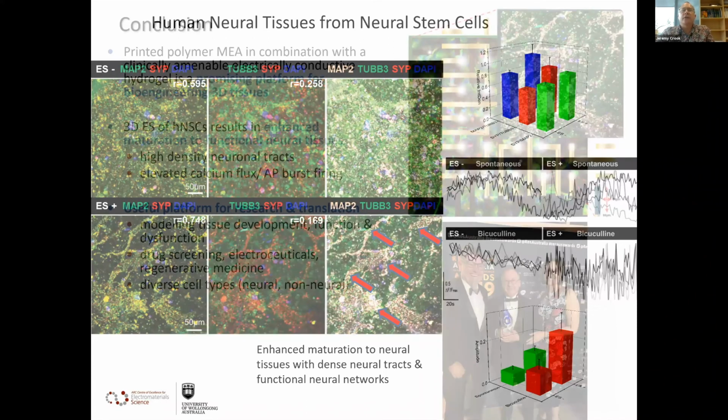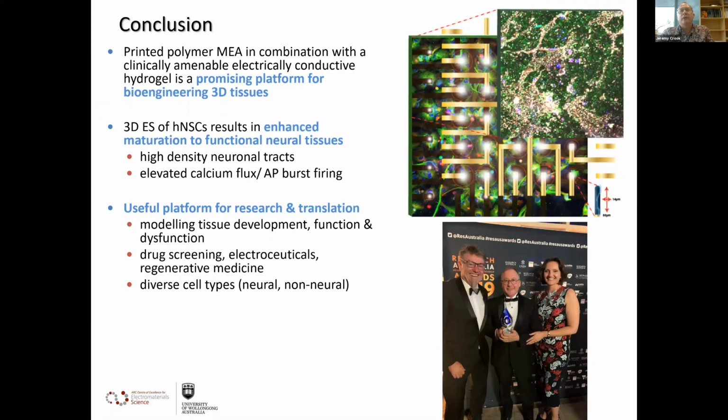So to summarise, the printed polymer pillar array platform is really promising for bioengineering both 3D neural and likely non-neural tissues by enhancing maturation and function. In addition to tissue engineering, the platform may inform within body stimulation for regenerative medicine application. And finally, it's worth noting that this work has helped advance our electric tissue concept, for which we were awarded a Research Australia Frontiers Research Award last year.